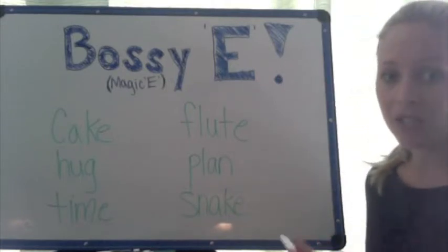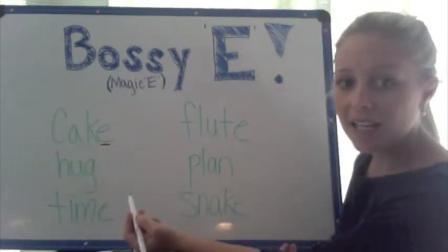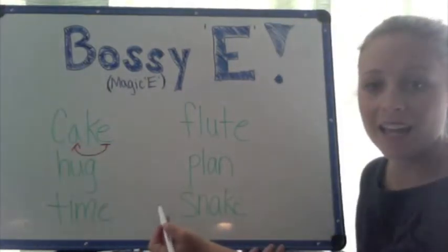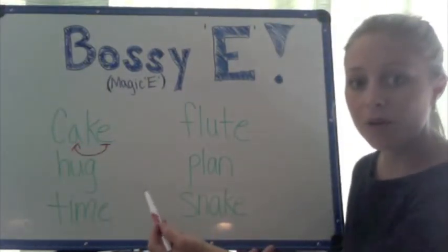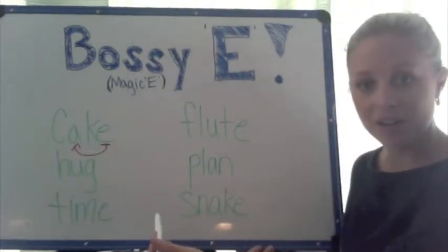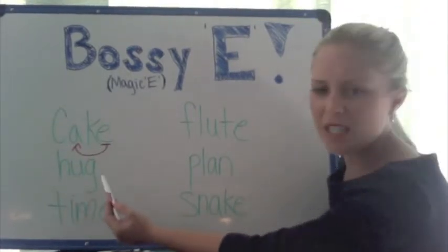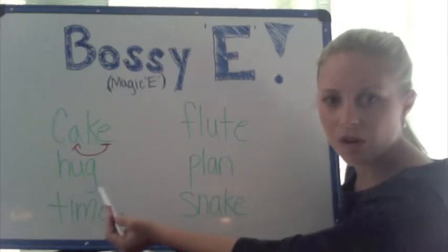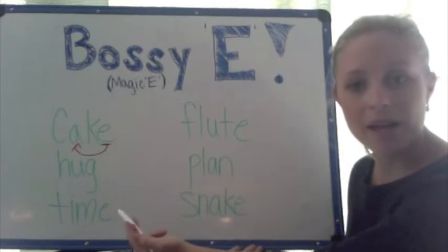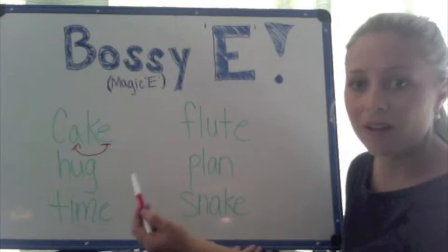So the first thing we're going to do is underline that E. And we know that that E draws an arrow over here to that A and tells this A to say its name. So now we know that the word is cake. Very good. Now let's go to the next one. Do we see anything at the end of this word? Do we see a bossy E? No. So right away, we know that we're going to be saying the sound of the letter.